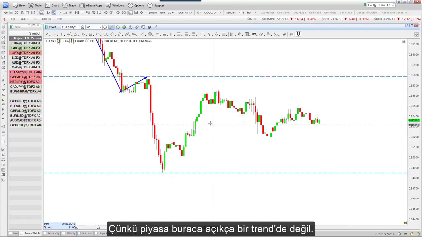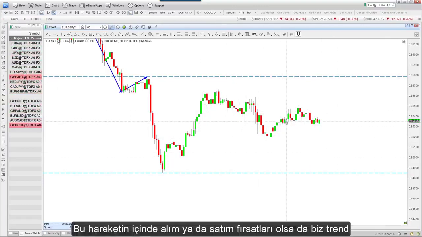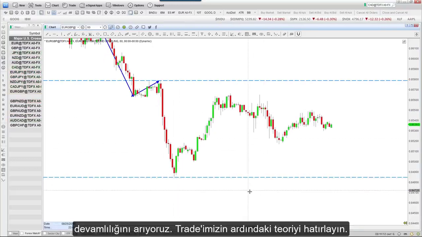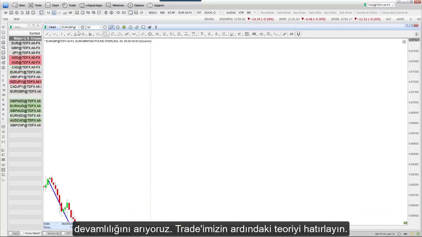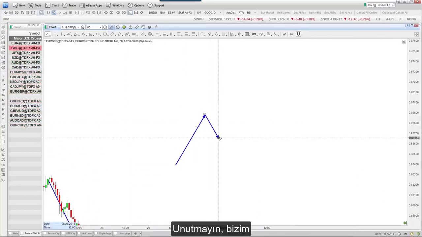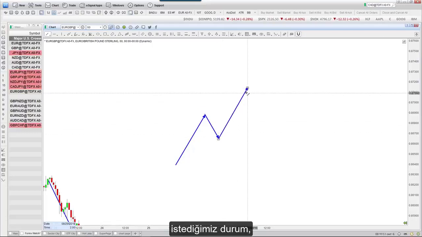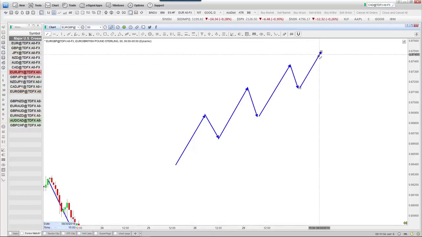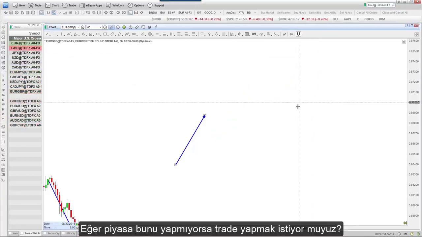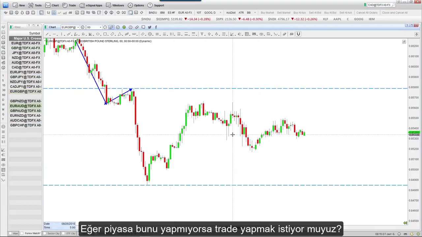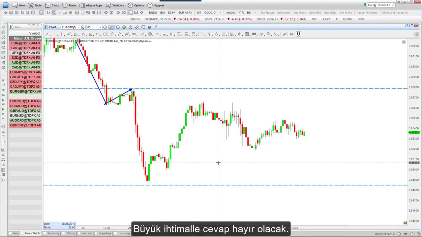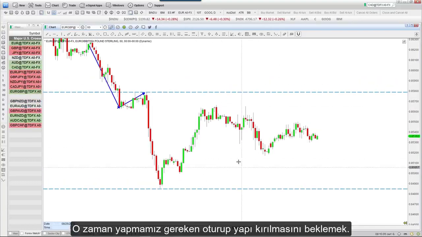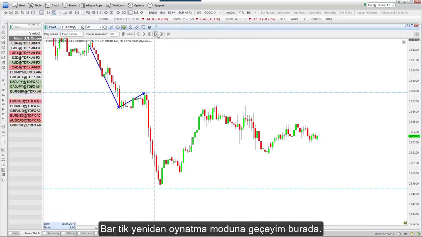Because the market clearly is not in trend here. And although there may be opportunities to buy or sell inside of this move, we're looking for continuations of the trend. Remember what the theory is behind what we're trading. We're banking on this notion that the market is moving in an organized, repeatable pattern. And if the market is not doing that, do we want to be trading? Most likely the answer is going to be no. So what we've got to do now is sit on our hands and wait for a break of structure here. So I go back into my bar tick replay here.